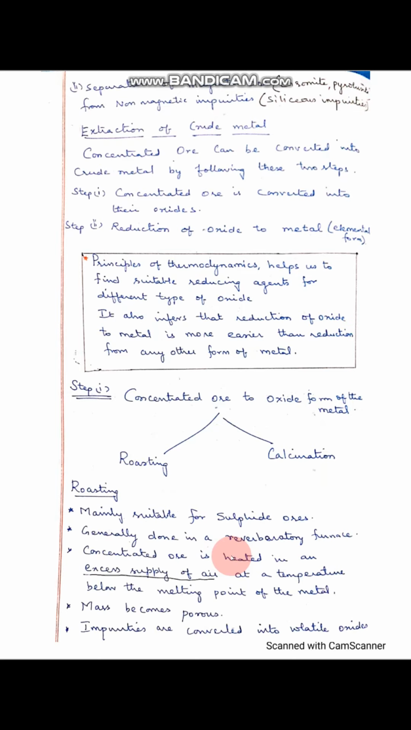Now we are going to proceed to the next step, the third step of the metallurgical process, extraction of crude metal. In the previous step we concentrated the ore, and now that ore can be converted into a crude metal by following two steps. Step number one is that the concentrated ore is converted into its oxide form, and the next step is the reduction of the oxide to the metal, that is the metal in its zero oxidation state, elemental form. A major thing involved here is the principles of thermodynamics, which will be dealt with later in the next session by Sumati ma'am. Okay, now we are going to see the first step.